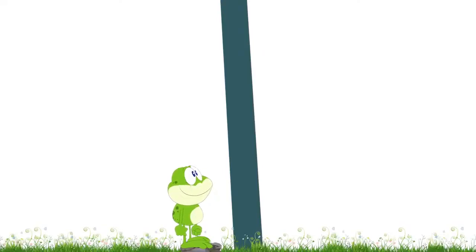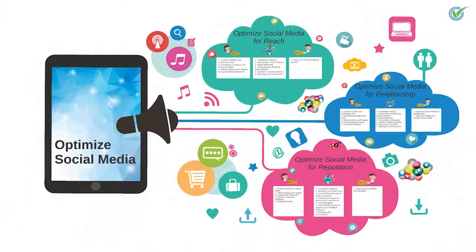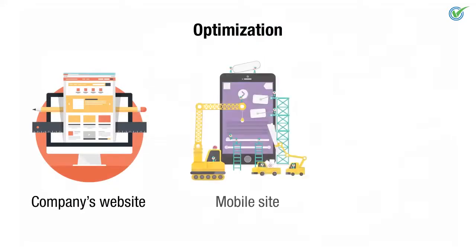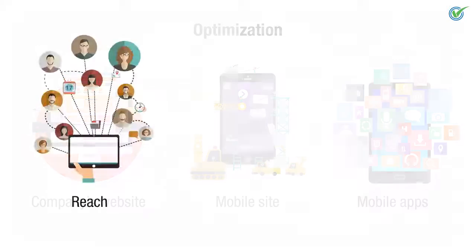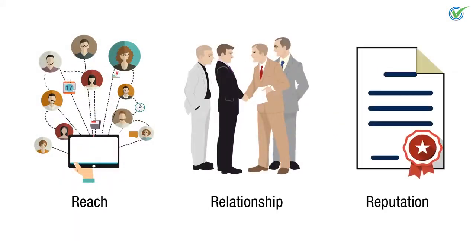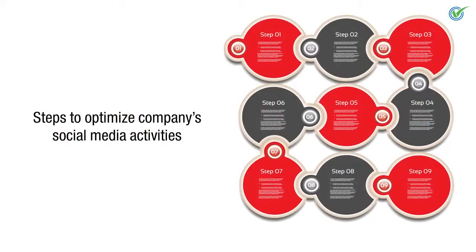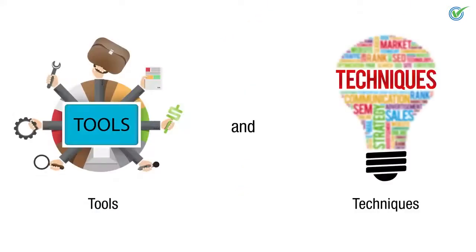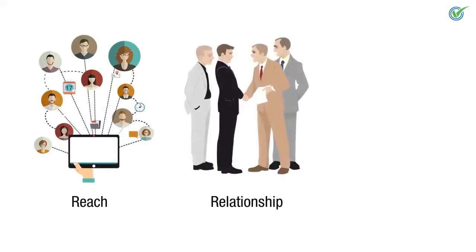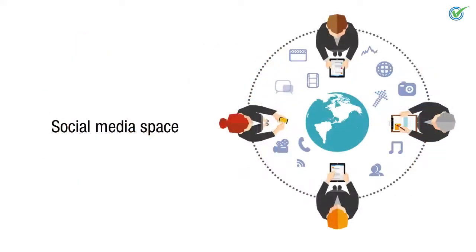Hello and welcome. In this chapter, we'll discuss an overview of the processes associated with the optimized social media process. We've discussed the optimization of the company's website, mobile site, and mobile apps for reach, relationship, and reputation. This section describes the steps required to optimize the company's social media activities. A variety of tools and techniques can be used to maximize reach, relationship, and reputation in the social media space.